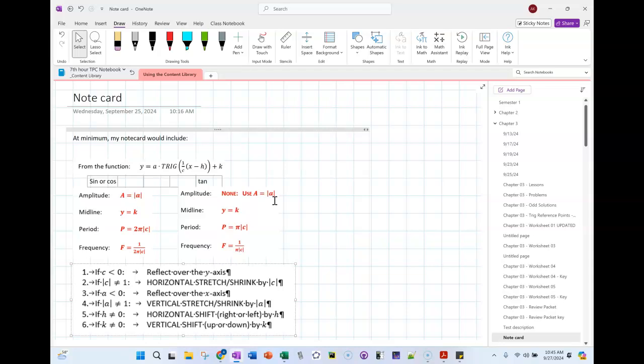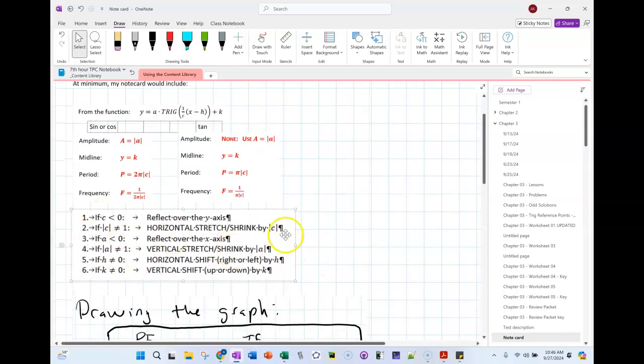All right. So at minimum on my note card, these are the things that I would include, if I were writing a note card for me, Mr. Kulik, pretending I'm a student right now. So I would have that general form for my function that I use to pull the values for A, C, H, and K out of. Notice here I wrote trig, where trig could be sine, cosine, or tangent, but this form is still going to look the same. I have the way to calculate amplitude, midline, period, and frequency for sine and cosine, and also for tangent. Notice for tangent there's no amplitude, but I can still use that to get A. And the period and frequency, the formula is slightly different than sine and cosine, right?